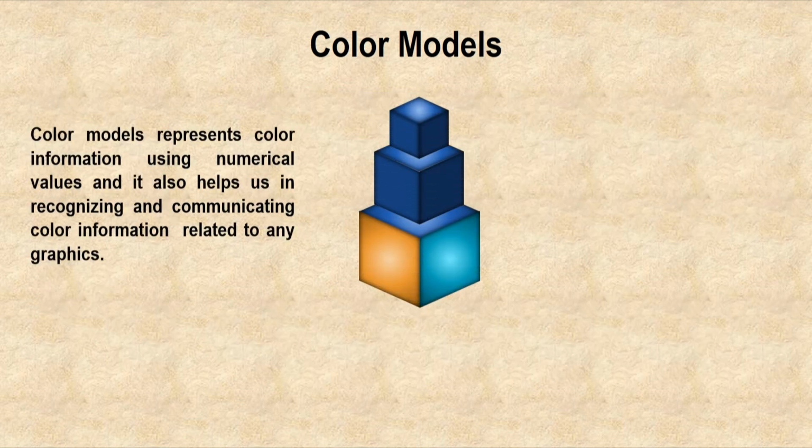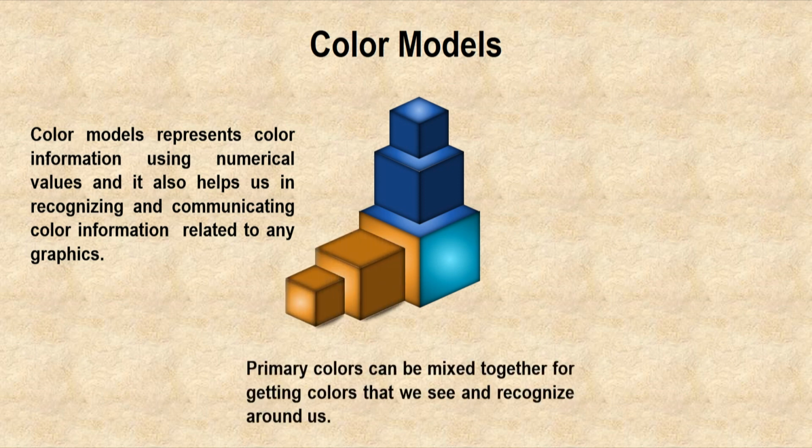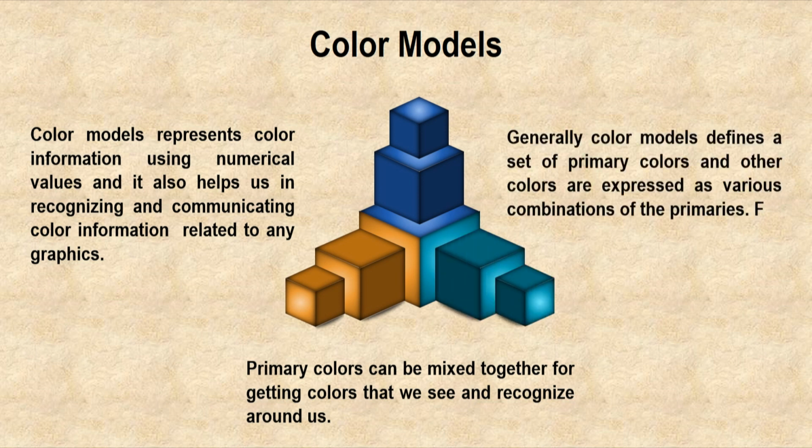Further, color models represent color information using certain numerical values, and they also help us in recognizing and communicating the color information related to any graphics. Primary colors can be combined together or mixed together for getting colors that we see and recognize around us. Generally, color models define a set of primary colors and other colors which are expressed as combinations of the primaries.